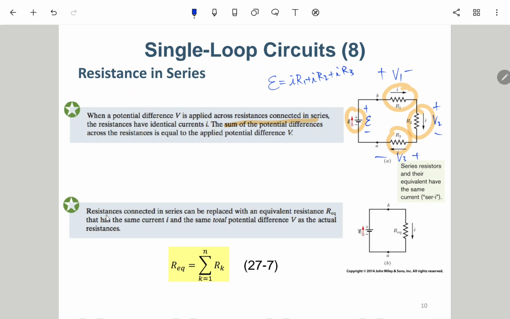The second point is that resistances connected in series can be replaced with an equivalent resistance REQ that has the same current I and the same total potential difference V as the actual resistances. So E equals I times REQ, which is I times (R1 plus R2 plus R3). Comparing these, we have REQ equals R1 plus R2 plus R3. If we have n resistors, we have a series resistance like this.